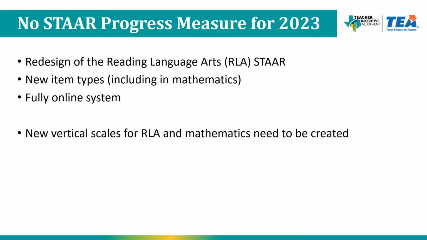And the third reason is this upcoming year is going to be the first time that we've gone fully online to test in the state of Texas. As we know, Texas has been transitioning students completing STAAR tests online over the last few years. And this is going to be completely online for everybody this coming school year. So these 3 things kind of lead up to this bottom bullet where there are new vertical scales for both RLA and mathematics that need to be completely redone. So it's actually not possible to calculate STAAR progress measure this year with them needing to be completely redone.